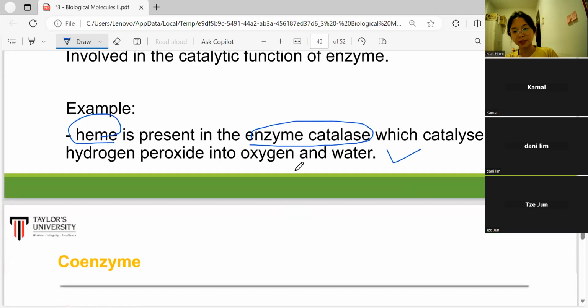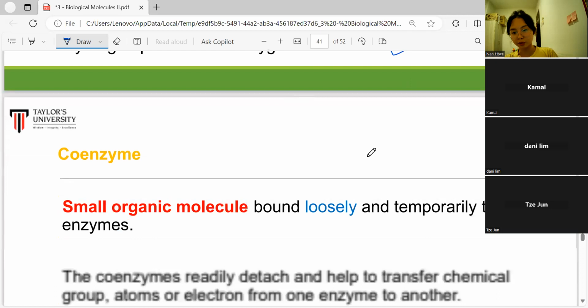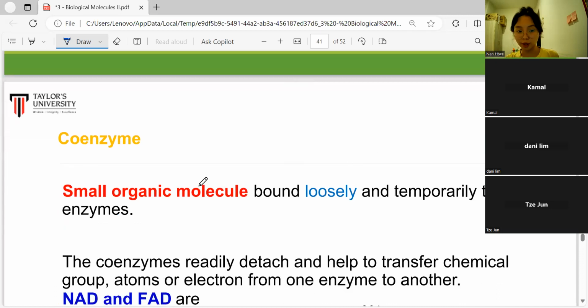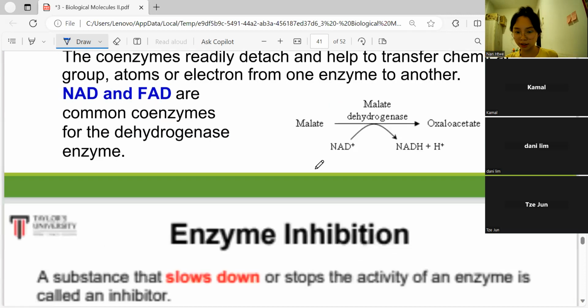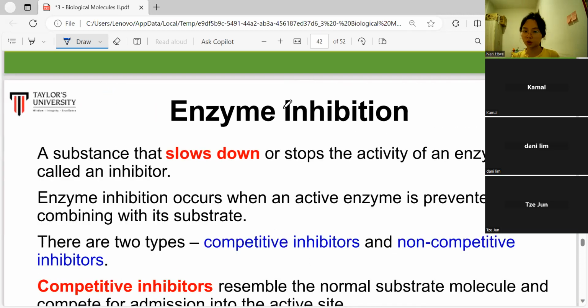If you want to get more marks, of course, you need to have more knowledge so that whenever the questions come, you will be able to answer. For the coenzyme, they are small organic molecules, and they are loosely and temporarily attached. Like I said, coenzyme and inorganic ion are loosely attached and reversible. They are not permanently attached. All right, so that's what you need to know for the cofactors.